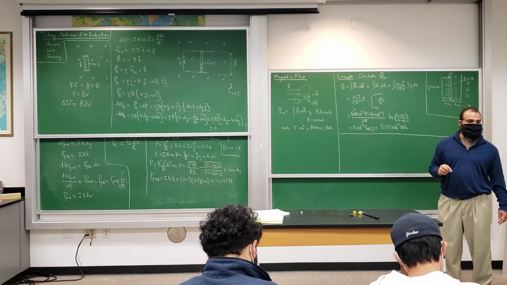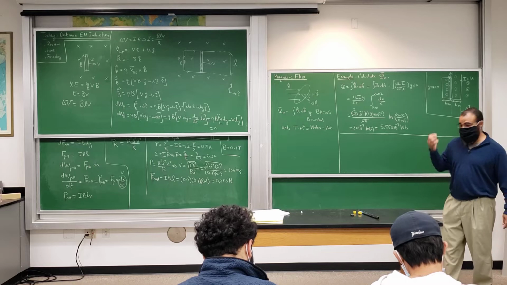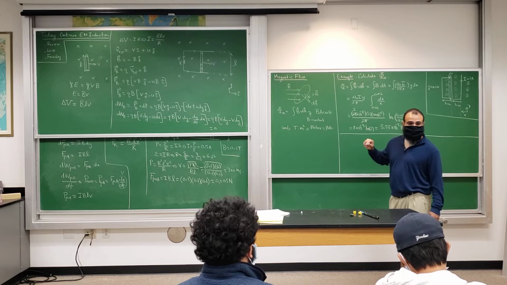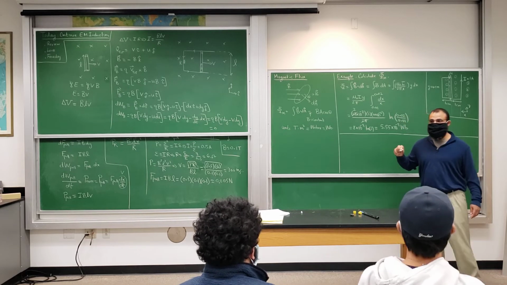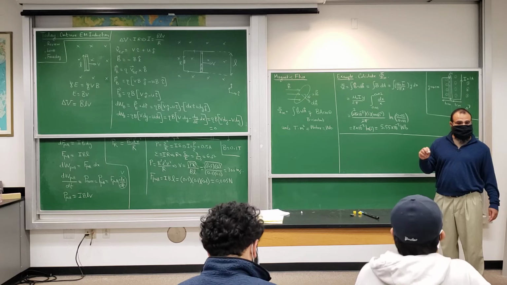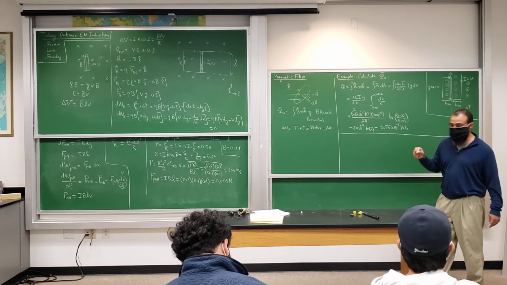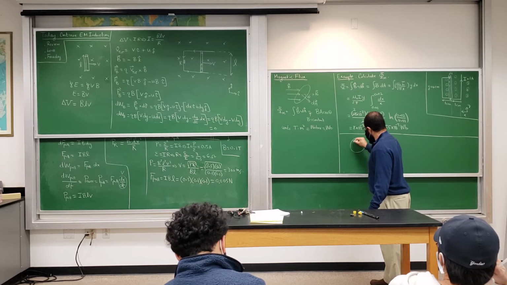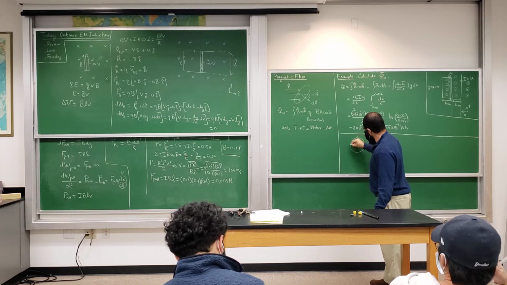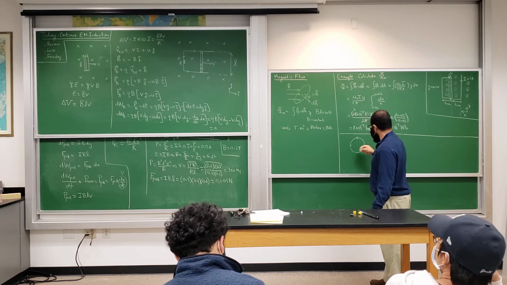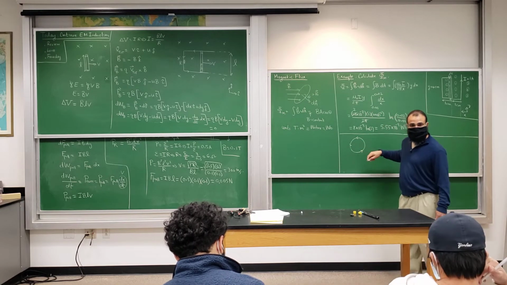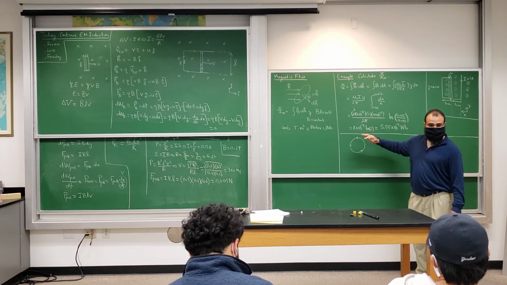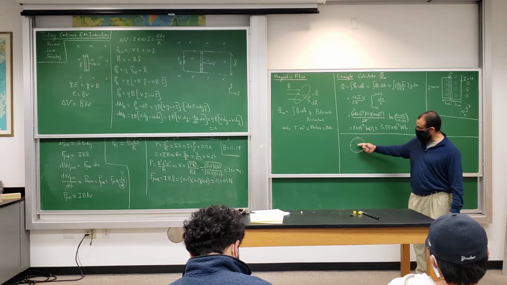So let me review a couple of things. Let's say I have a current loop. Right? So please pay attention. So here is the current loop. Suppose the current is running counterclockwise. Everybody with me? Current is running counterclockwise. In what direction is the magnetic field produced by this current at the center of the loop?